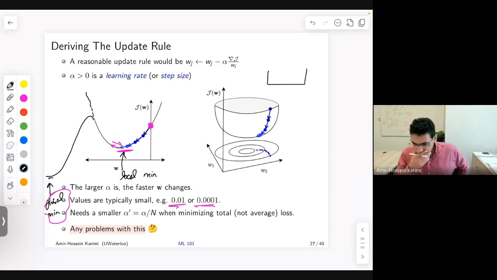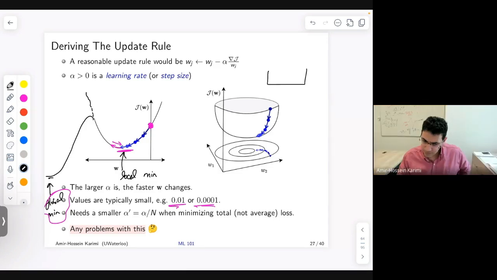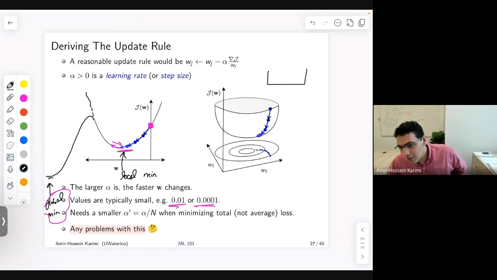Yes, Guru. So if I assume that the error function in higher dimensions might even have a saddle point, right? Yes. So we're talking about here the intuition for a single dimensional input, and we're trying to do gradient descent. In high dimension loss landscapes, anything happens.